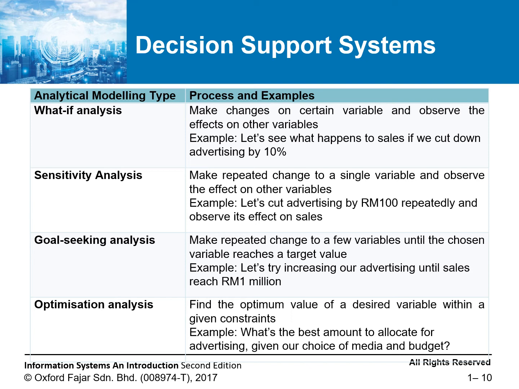And the example is, let us see what happens to sales if we cut down advertising by 10%. And the second type is sensitivity analysis. So the process is to make repeated changes to a single variable and observe the effect on other variables. So here the example is, let's cut advertising by 100 ringgit repeatedly and observe its effect on sales.